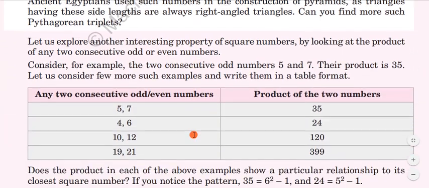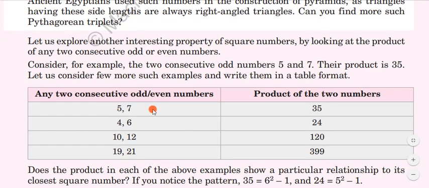Now, here they have shown another type of property they want to explain. They have taken 2 consecutive odd or even numbers. For these odd or even numbers, they have multiplied them. The result is coming out to be 35. If you multiply 4 into 6, it comes out to be 24. 10 into 12 comes out to be 120. 19 into 21 comes out to be 399.